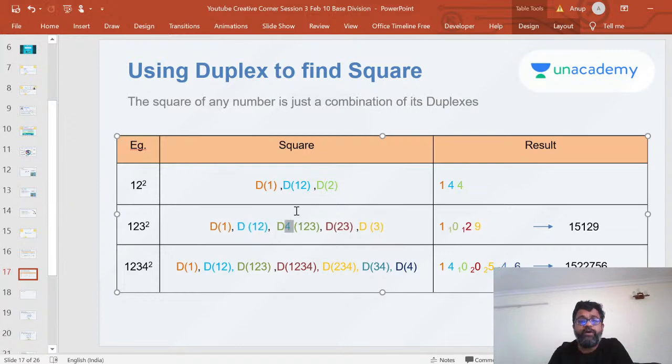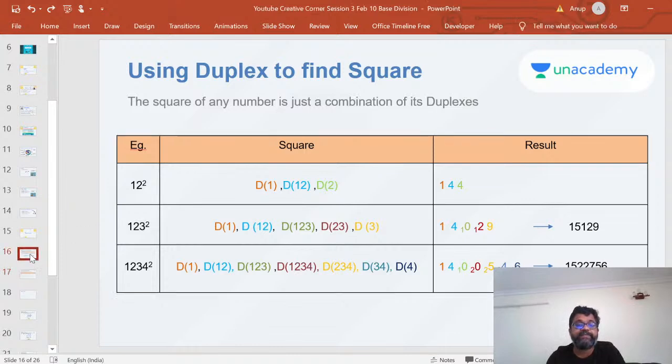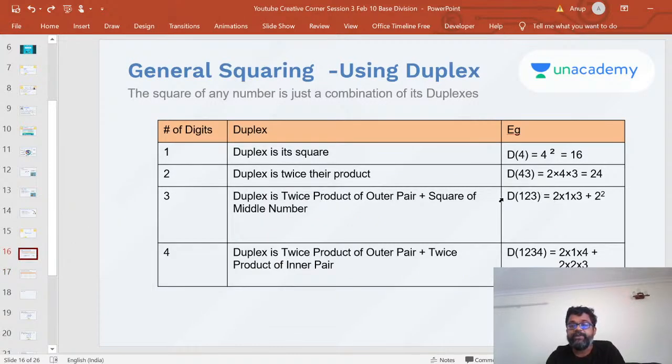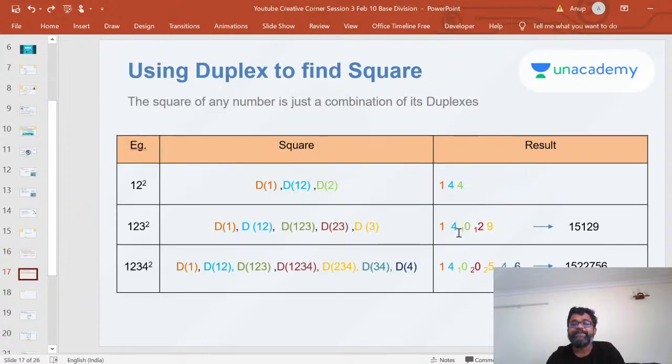Now you find the duplex of 1, 2, 3, all three numbers together. What's the duplex of 1, 2 and 3? Double the outer pair, 2 into 1 into 3. What is 2 into 1 into 3? 6. Plus the square of the middle digit. Remember this table that I have. 2 into 1 into 3 is 6, plus 4 is 10.